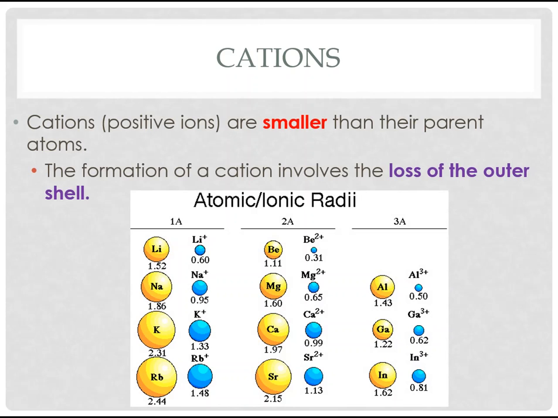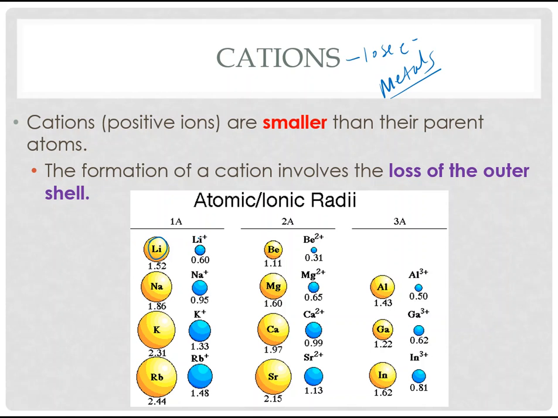Okay. So cations or positive ions are smaller than their parent atoms. Basically, the formation of a cation involves the loss of the outer shell or the outer energy level. So obviously, it's going to shrink if you're losing an energy level. So cations lose electrons, don't forget that part, and they're going to be typically metals. Remember, the metals are the losers. They lose electrons. When comparing, here's the neutral lithium atom right here.